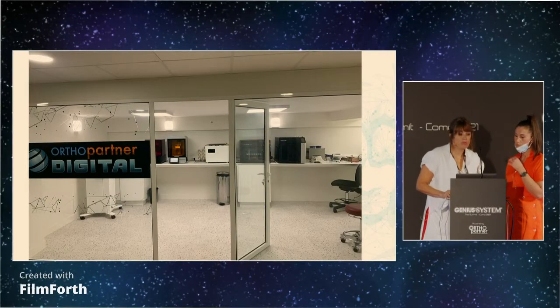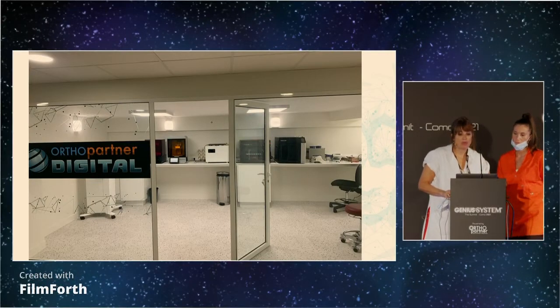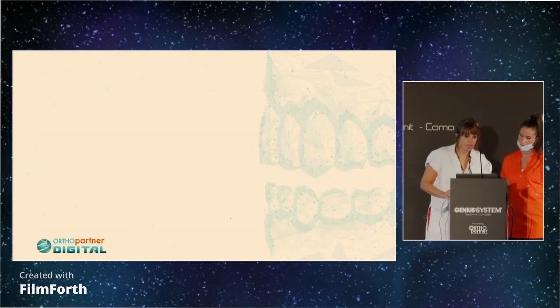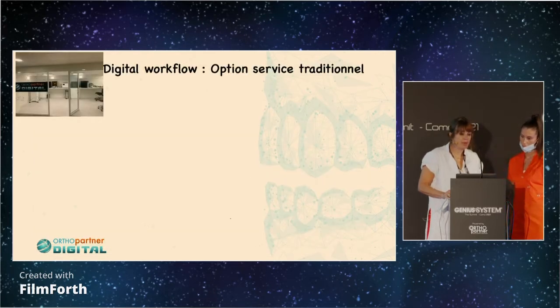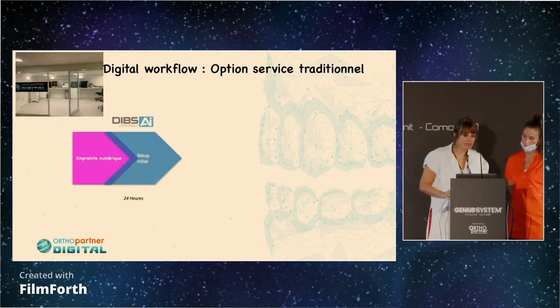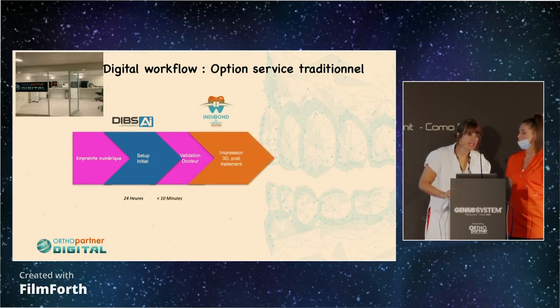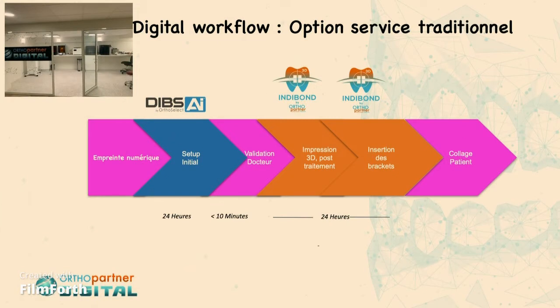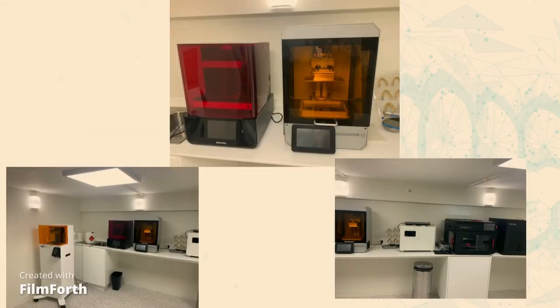Well, if you have all the machines, if you have a 3D printer, you can print the trays or the jigs yourselves. Otherwise, the lab will, as you know, we have a special price for you in the trial period. So then, if you send everything to the lab, it takes 24 hours before you get the brackets back. It is the doctor who has to validate everything. Once validated, everything is sent to IndiBond, and then you receive the brackets.